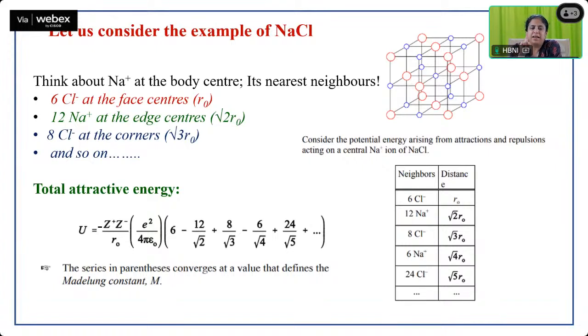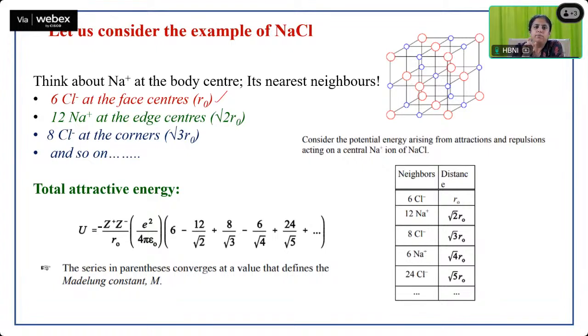Now I have to look into the attractions and repulsions happening for my one reference ion. Let me consider the Na that is sitting at the body center. What are its closest chloride ions? The closest chloride ions are the 6 chlorides sitting at the face centers, and let me assume that distance is R0. Let me fix that. Okay, the 6 Cl at the face centers are the nearest neighbors of the Na plus at the body center, and this is the attractive energy.